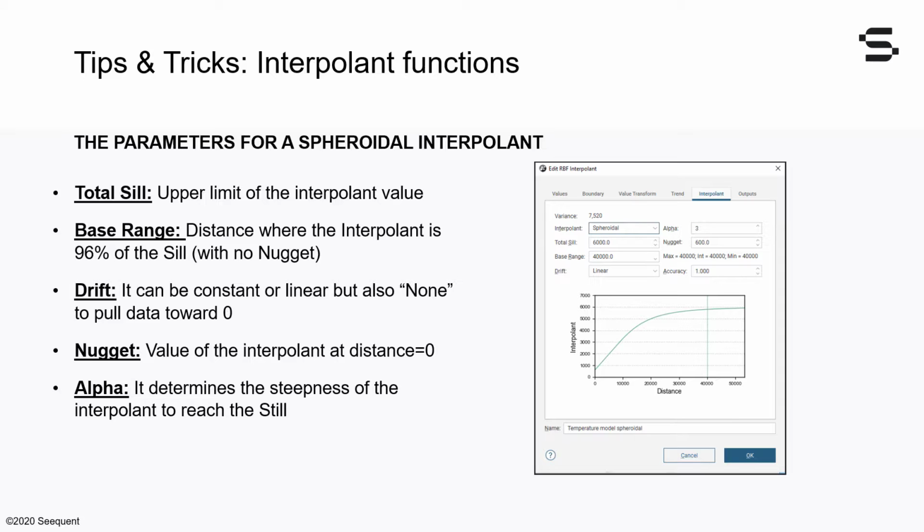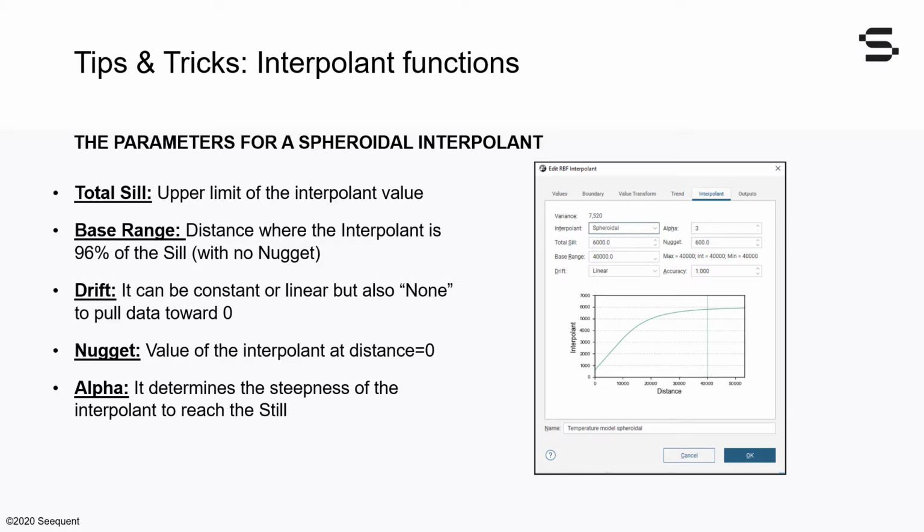The spheroidal interpolant behaves differently. The total sill is an important parameter that defines the upper limit of the interpolant after reaching the base range. The base range is shown by the vertical yellow line on the graph on the right. The interpolant value remains equal to the sill after reaching the base range. At the base range, the value of the interpolant is 96% of the sill if no nugget is applied. The base range also influences the distance to the values considered, like in the linear interpolant.